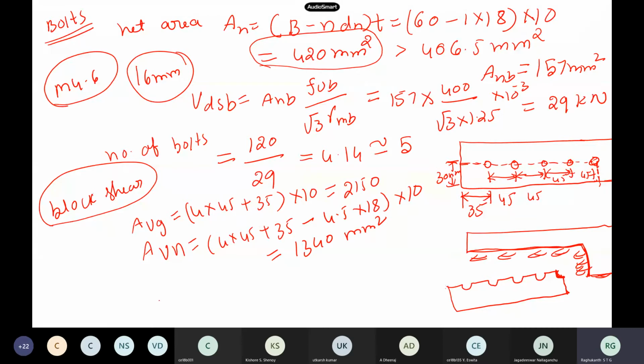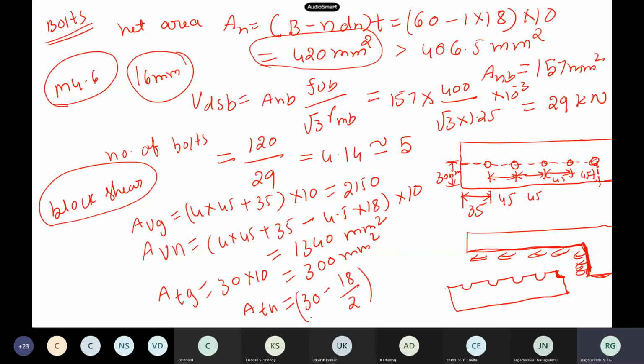Then the tensile area. Now you have to find out the tensile area, that is, this portion. So this area has to be calculated. So this is very straightforward. So we have 30 into 10. So this is 300 mm square. Then the net area ATN, you also have to subtract this. So 30 minus 18 by 2, half of this one will be there, because for the net tensile area, this portion only will be there. So this turns out to be into 10, somewhere around 210 mm square comes. Okay.